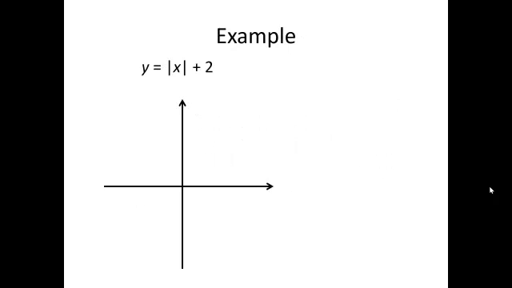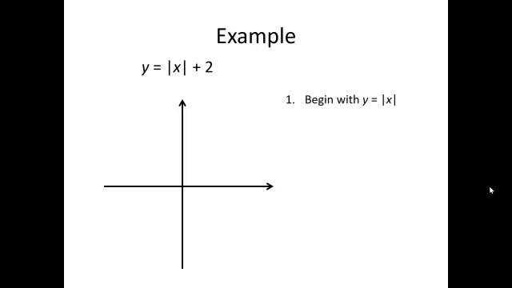Let's take a look at a simple example. In this case, we have y is equal to the absolute value of x plus 2. Whenever we do transformations, we want to first identify our library function and plot the library function. Then we can perform the transformations on the library function in order to get the final graph. So when we look at this and we're looking for our library function, we see that we have an absolute value of x. So we're going to start with that.